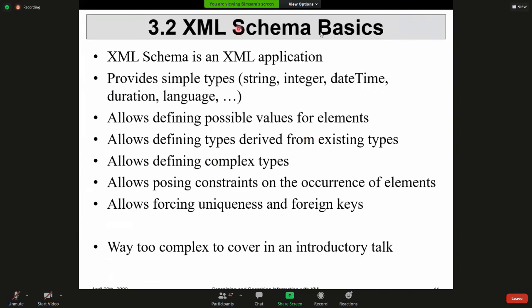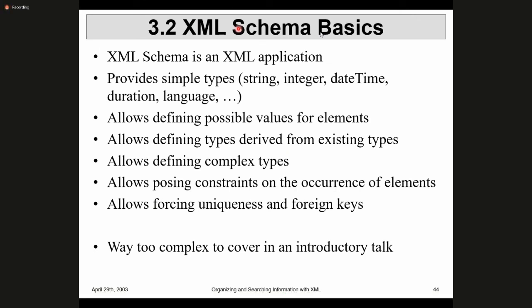XML schema is an XML application. Provides simple types. So it provides simple data types: string, integer, date, time, duration, language. Allows defining possible values for elements. Allows defining types derived from existing types. Allows defining complex types. Allows forcing constraints on the occurrence of elements, right? So it allows forcing uniqueness and foreign keys, right?